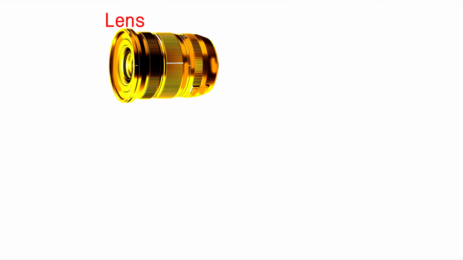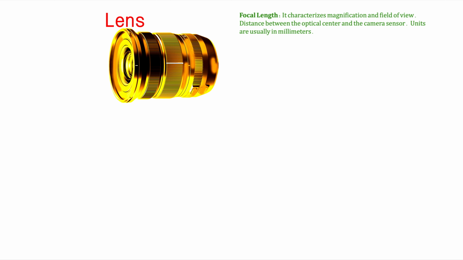Now, let's talk about the lens, which actually does the job of the eyes when it comes to photography. Lenses have two primary characteristics. First one is the focal length. It defines field of view and magnification. Focal length is usually measured in millimeters.